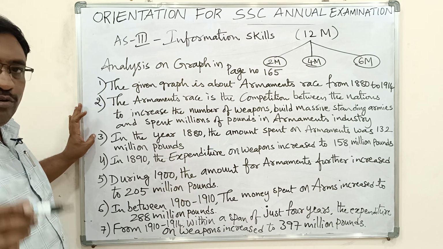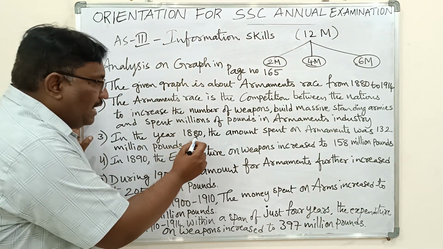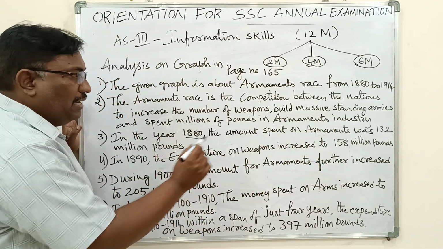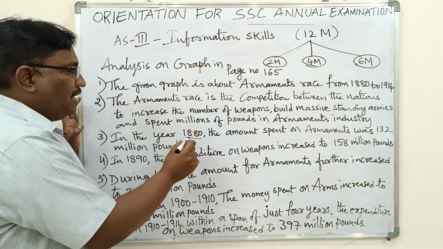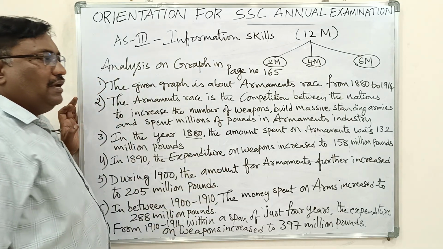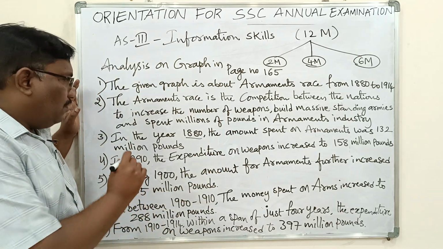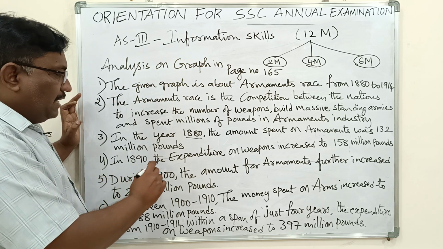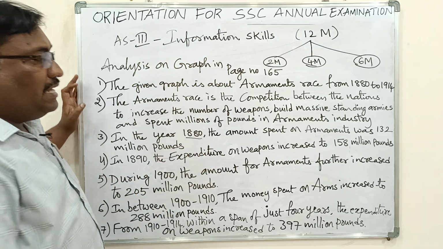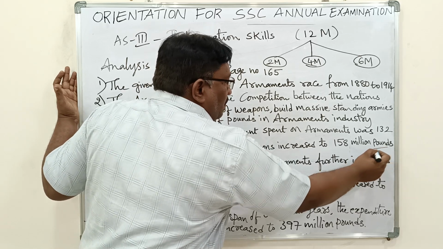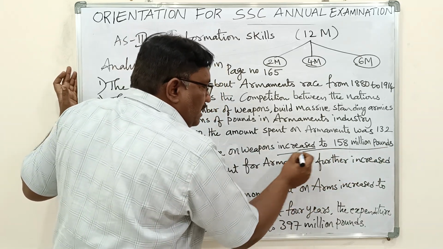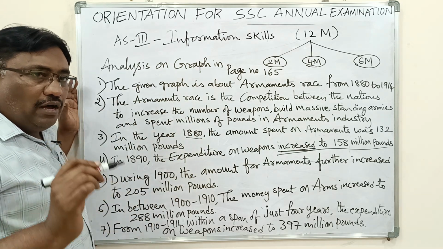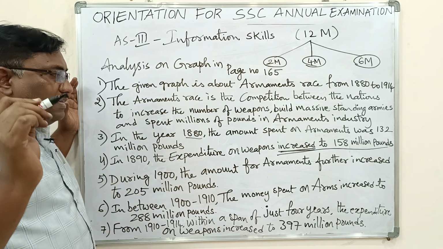Third point, we are entering into the data. In the year 1880, the amount spent on the armaments was only 132 million pounds. But coming to 1890, the expenditure on the weapons increased to 158 million pounds. So has it increased or decreased? Increased. This point we have to highlight, that the amount on the armaments has been increasing.